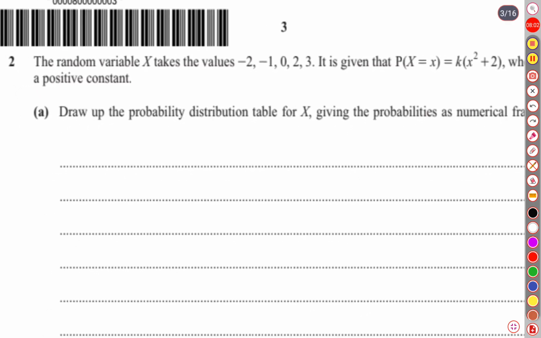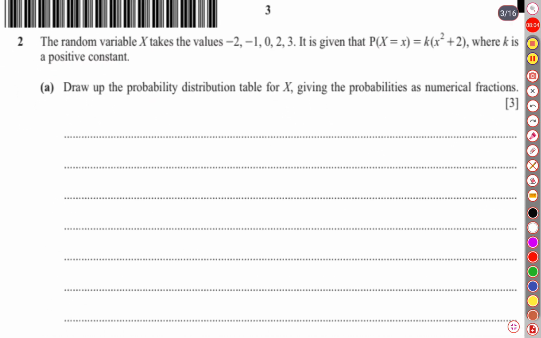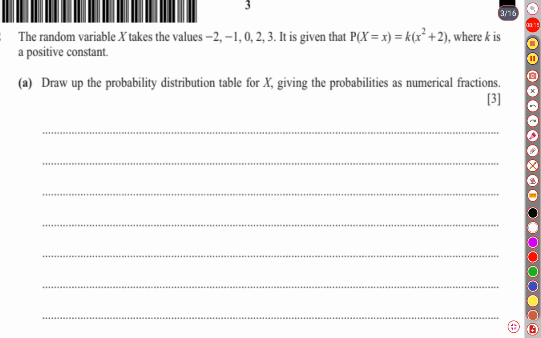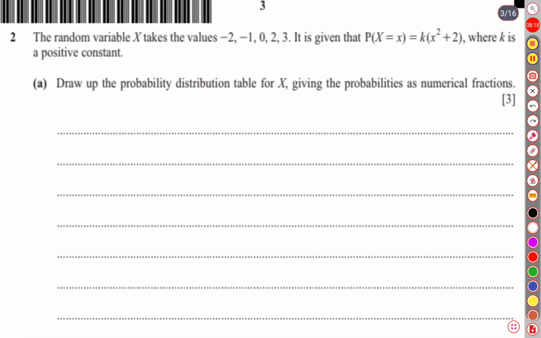The next question says, the random variable X takes the values -2, -1, 0, 2, 3. It is given that the probability of X equal to x is k(x² + 2), where k is a positive constant. Draw up the probability distribution table for X, giving the probabilities as numerical fractions. So let us find the probabilities for each of these values.